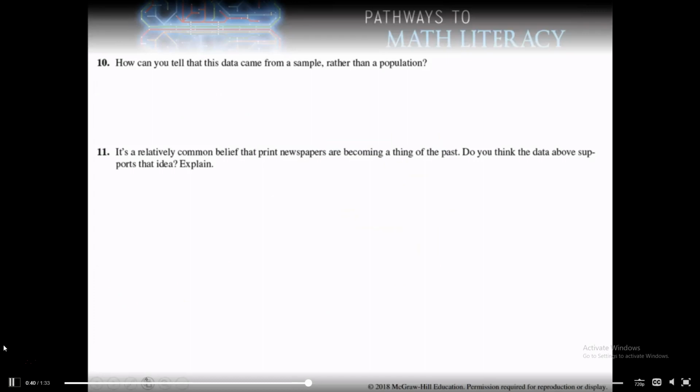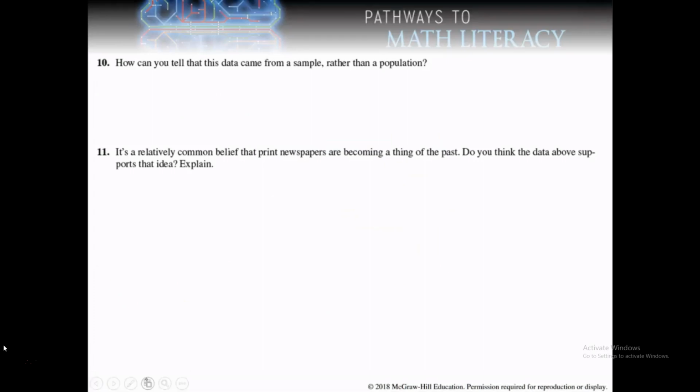In 10, how can you tell that this data came from a sample rather than a population? Well, think about it for a second. If you're trying to learn about all adults who read newspapers, it would be very impractical to get responses from every single adult in the entire country who reads a newspaper. So it's very likely that these responses just came from a portion of that population, which would be a sample.